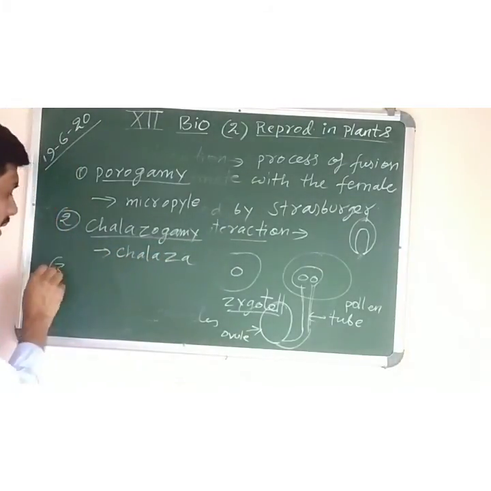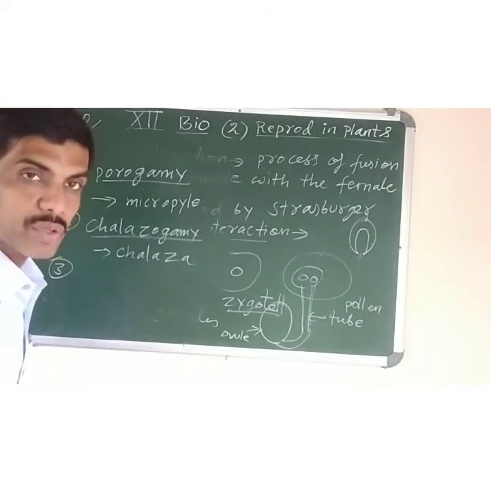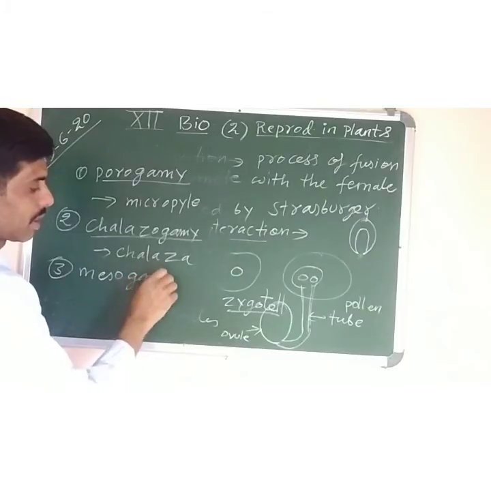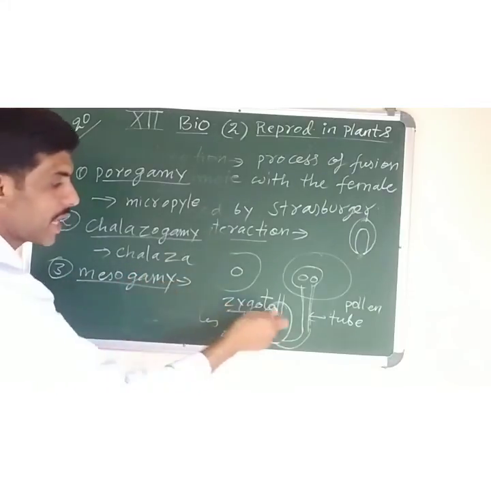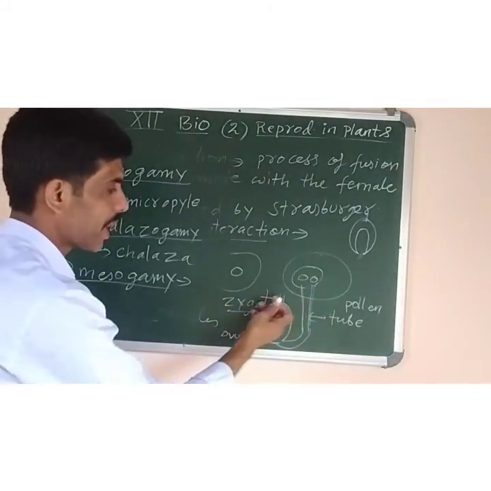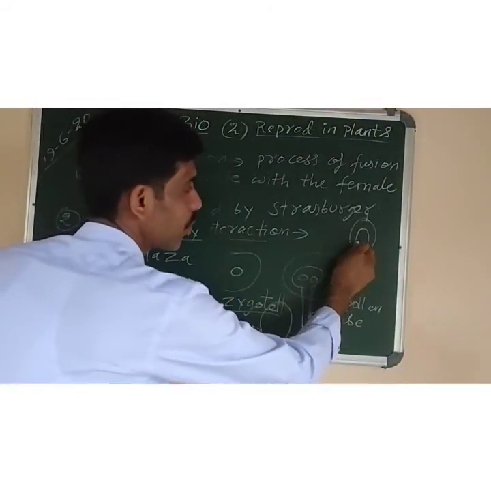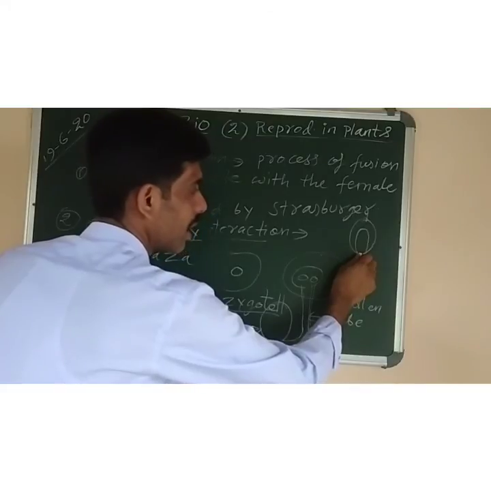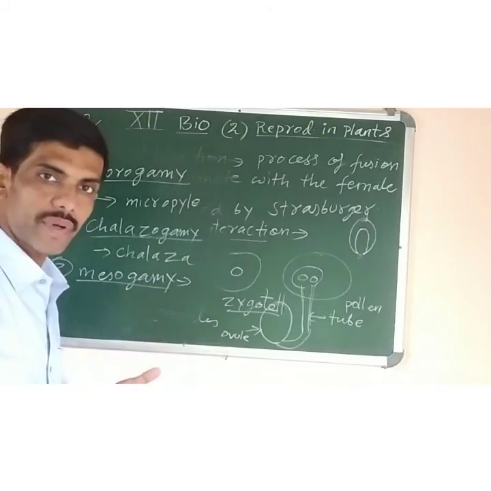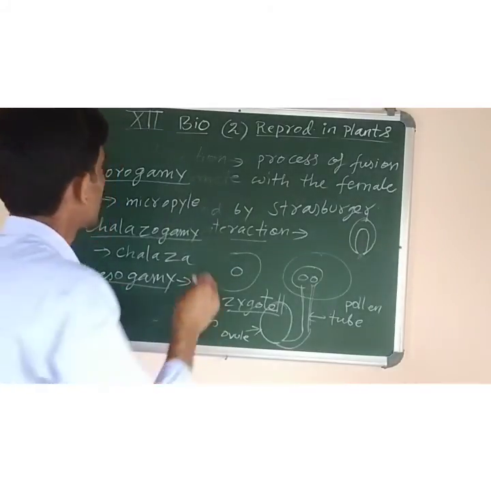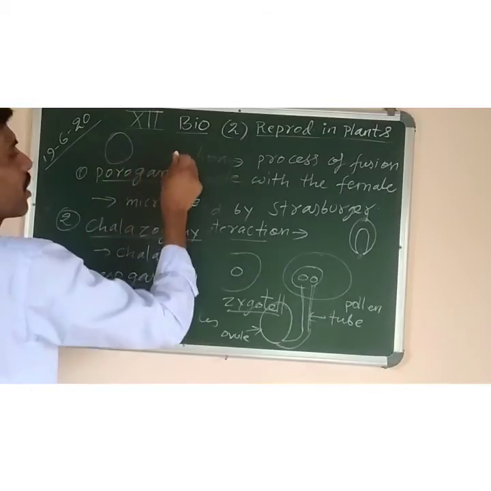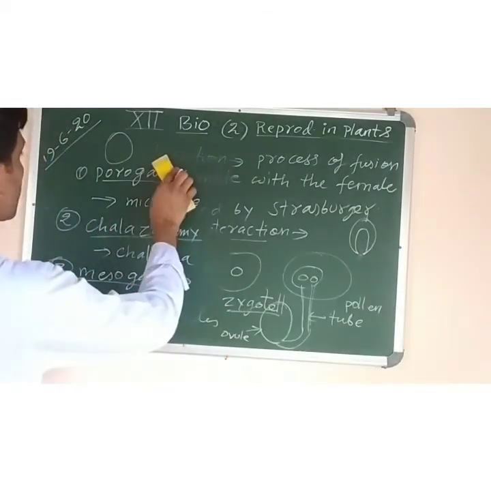And the third one is known as mesogamy. So what is mesogamy? It is the entry of pollen tube through the synergids, not through the micropyle. You know what is synergids? Synergids means within the embryo sac. You know that ovule has two protective coverings. In the earlier class I had said, ovule is a parenchymatous body. It has two coverings around it. Wait, I will draw it here so that you can understand.